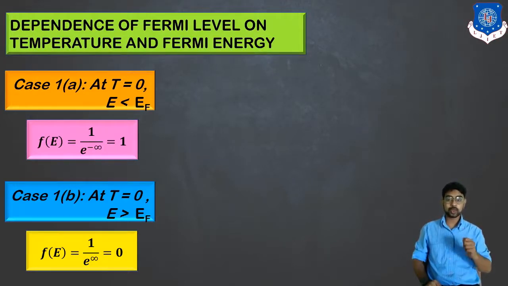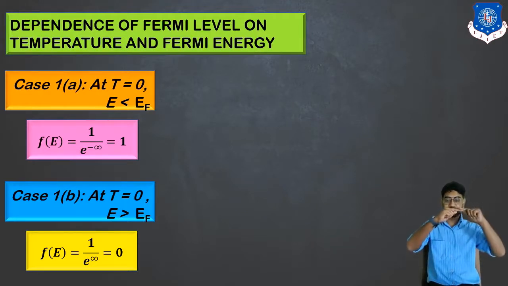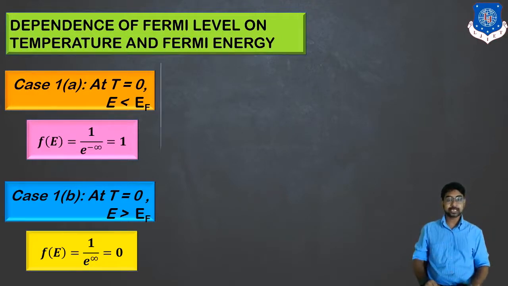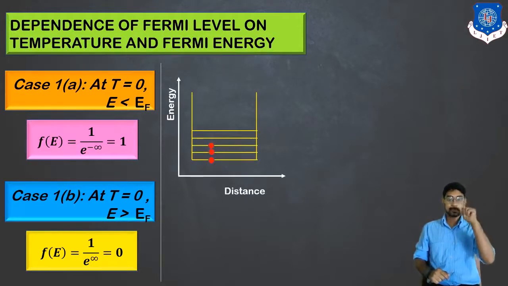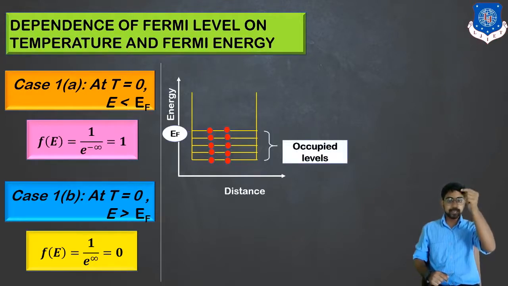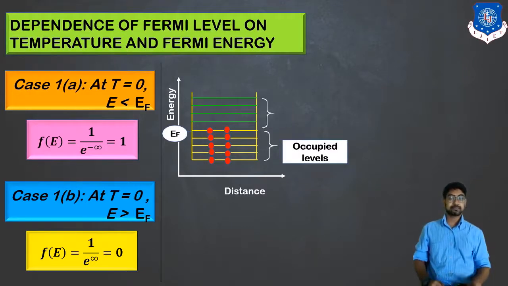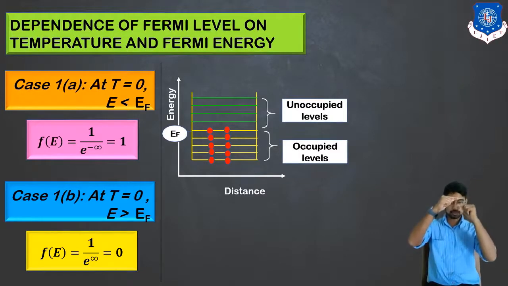F of E equals 1 upon e raised to infinity, which is equal to 0. This suggests that the energy levels above the EF would have probability 0, or the probability of presence of the electron is 0. This can be shown in the graph also. Energy versus distance, we are taking the graph, and in that we have the energy levels. See, electrons are getting occupied up to EF, it is the farthest level, and beyond those occupied levels, they are the empty states. That's why they say that the energy levels below the EF would be all occupied, that is, probability of presence is 1, and above it the probability is 0.